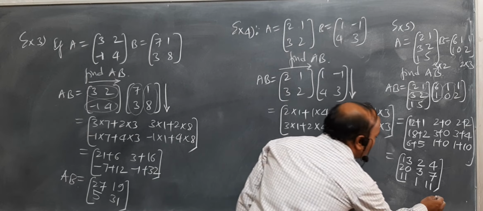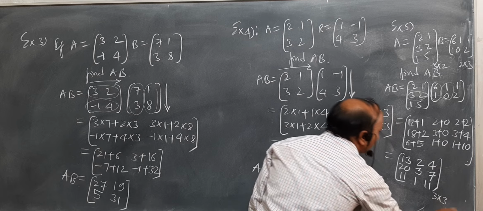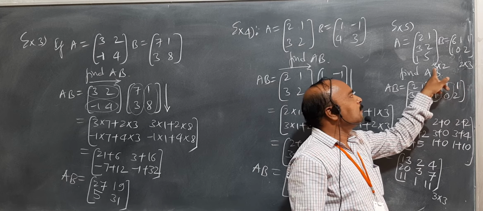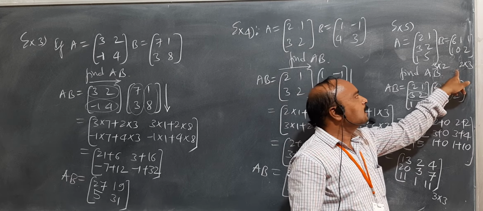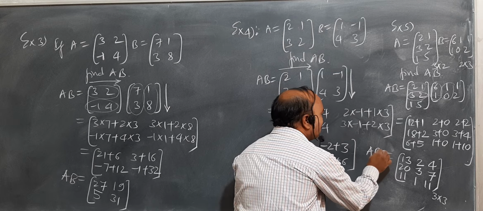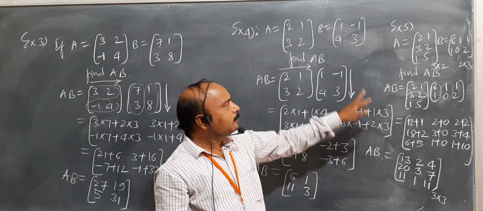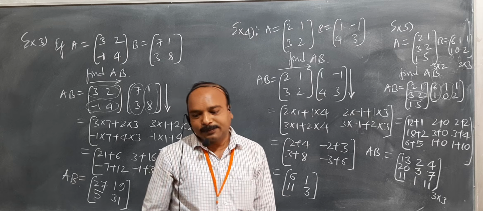Now you see that it is order 3 by 3. The required order is also 3 by 3 here, because it is m by p, p by n, and the required order is m by n. So it is the matrix of order m by n, that is 3 by 3. So this is the matrix AB. Like that you calculate the required matrix. Write down the solution.